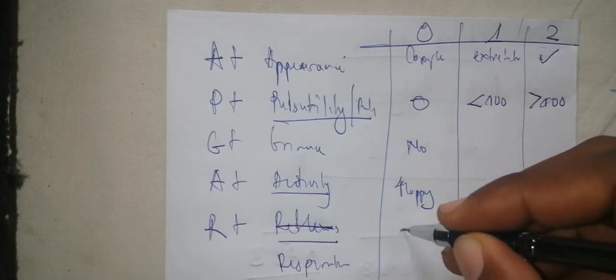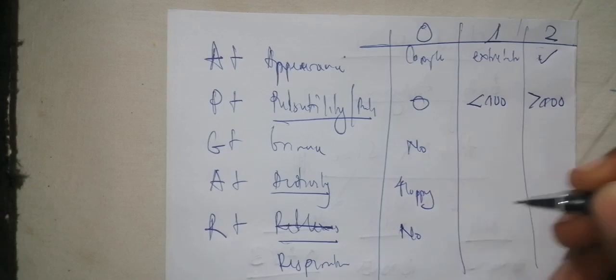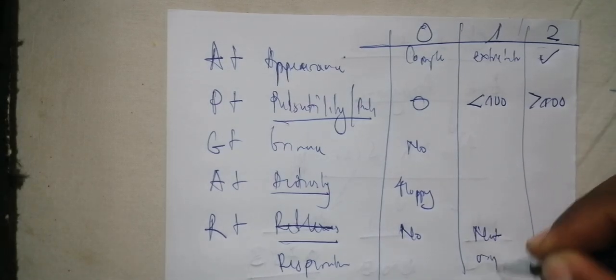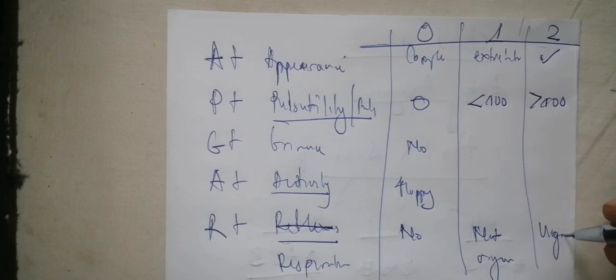Respiration: if the child does not cry, no cry is 0. If the child cries but is not vigorous, it is 1. And if the child cries vigorously, it is 2. So those are the different elements of the Apgar score. And based on these elements, now you can make a diagnosis of birth asphyxia.